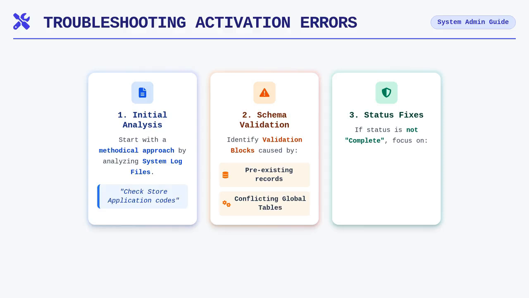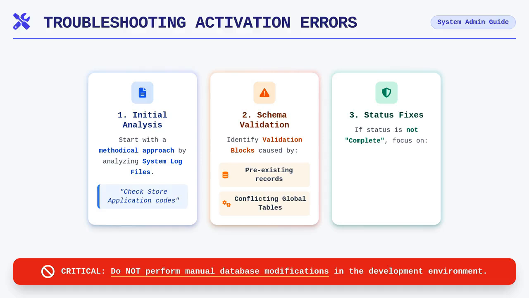If you face a situation where a module fails to reach a complete status, resist the urge to perform manual database modifications in the development environment. Instead, focus on validating user criteria and access controls that might be preventing the installation process from writing to protected system tables.